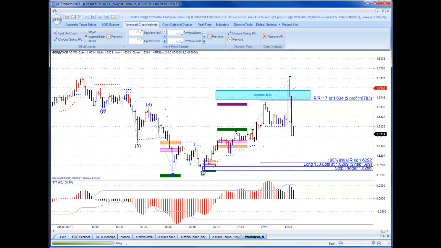So I hope this has been a good video to show MTPredictor setups on a Forex chart. In this example, British pound against the US dollar using FXCM eSignal data, where the trade setup was uncovered on a 3-minute chart, and we used 15-minute charts for our larger degree support and resistance. And as you can see, the result, a lovely, in fact a massive 17R profit.